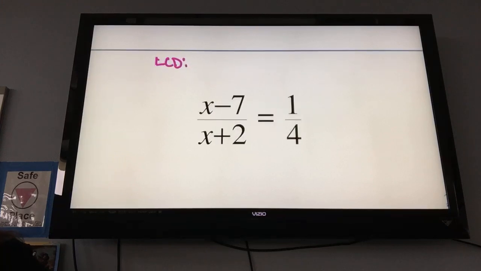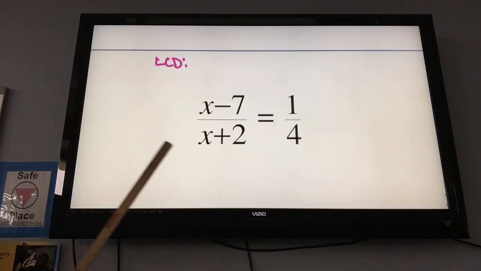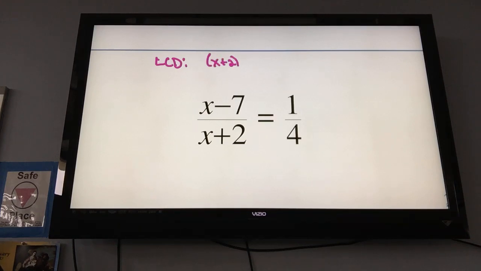Okay, so I formed my LCD. So starting on the left, I need that x plus 2. And then going to the next term, I need that 4.